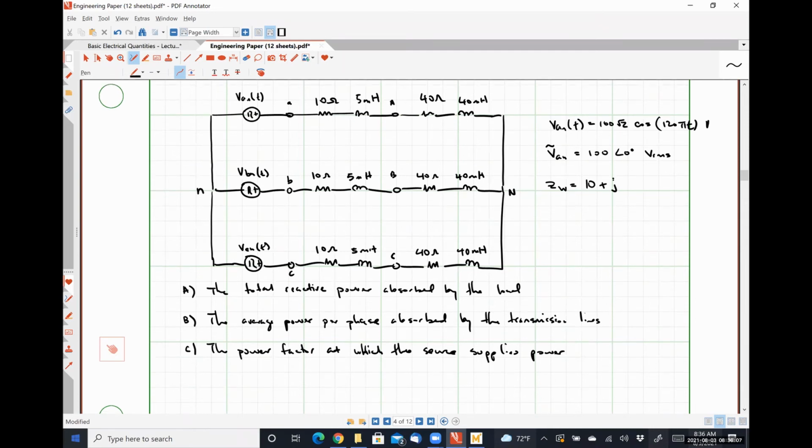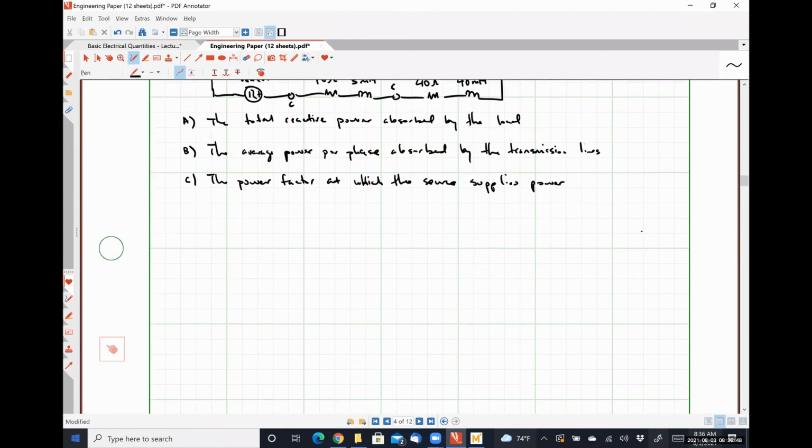So 10 plus j times 0.005 times 120 pi, which I get to be j 1.88 ohms. Similarly, the impedance of our Y connected load would be 40 plus j times 120 pi times 40, or 40 plus j 15.08 ohms. And so now we have enough information to construct our single phase circuit and analyze this for the quantities that we're looking for, right?